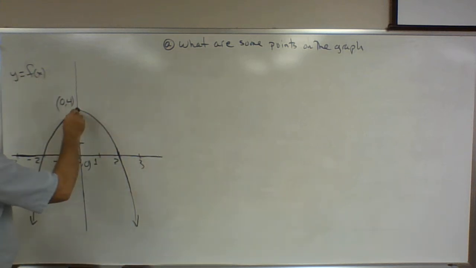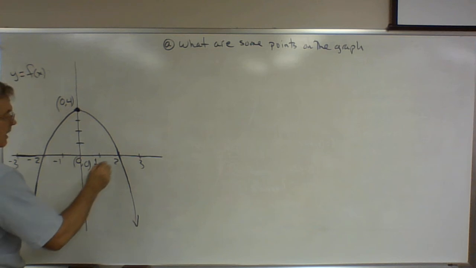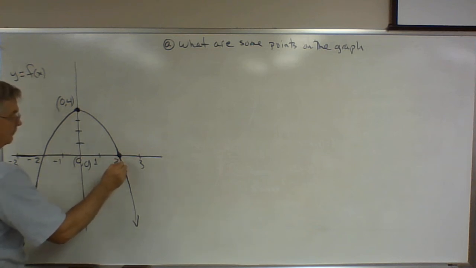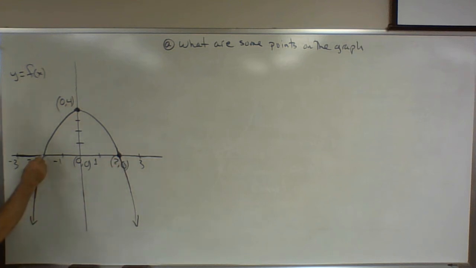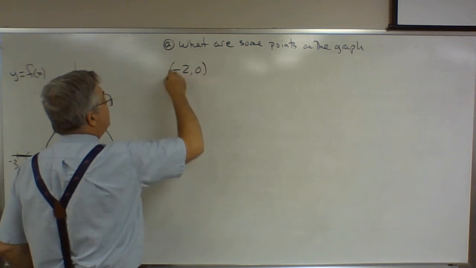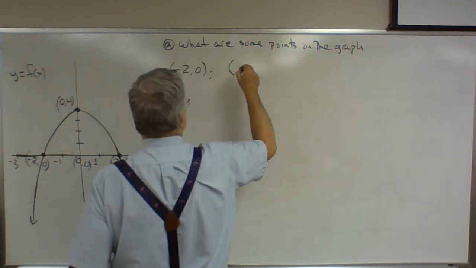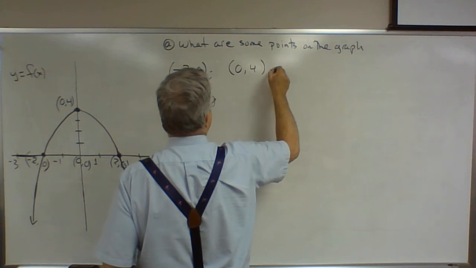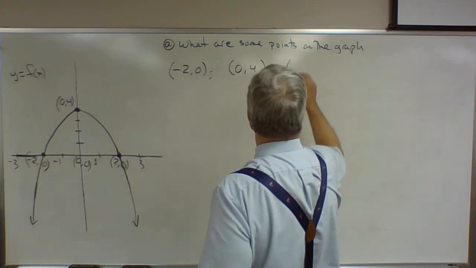Well, let's see. This is one right here. And here, x is 2. So y is 0 because it's on the x-axis. Here, x is negative 2. And y is 0 because it's a point on the x-axis. And I guess that'll do for now. Negative 2, 0. 0, 4. And 2, 0.